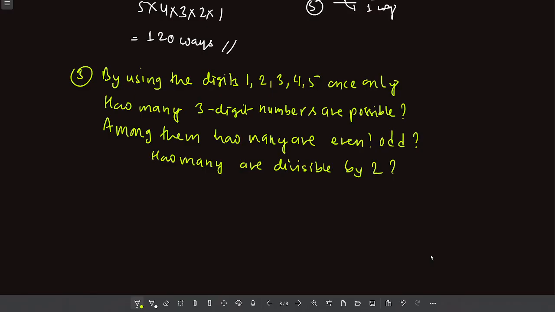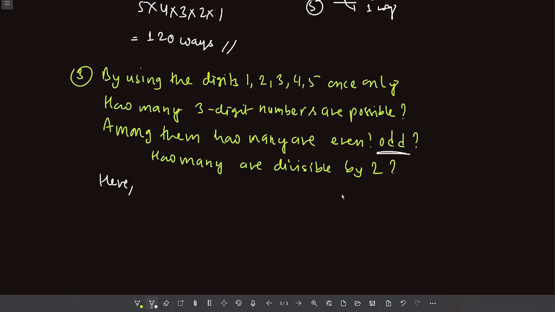Even, I said 24. How did you do that? I did 2 times 4 times 3. Why 2 at first? Because there are two choices of even numbers, which are 2 and 4. Okay, right. Then next is odd.